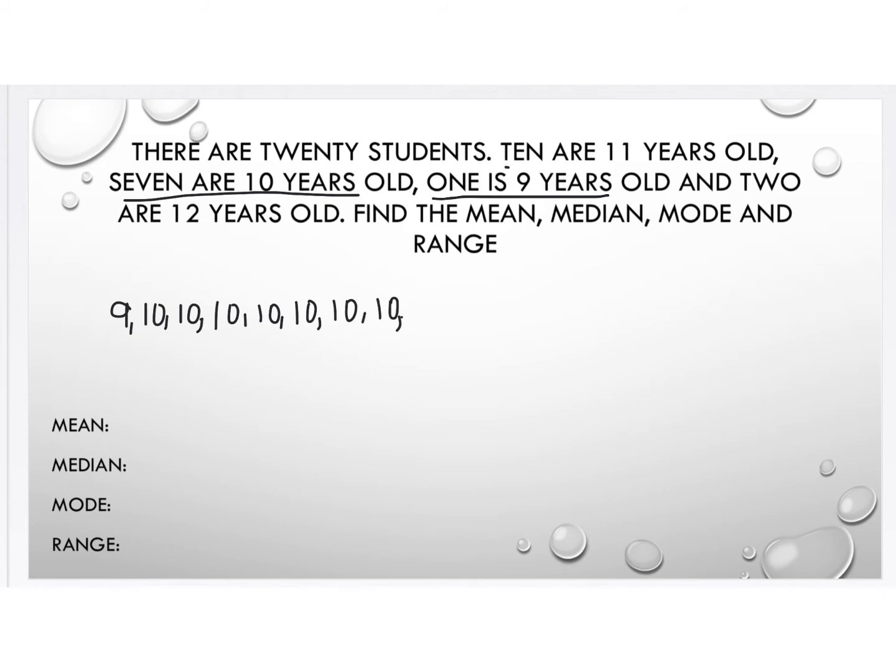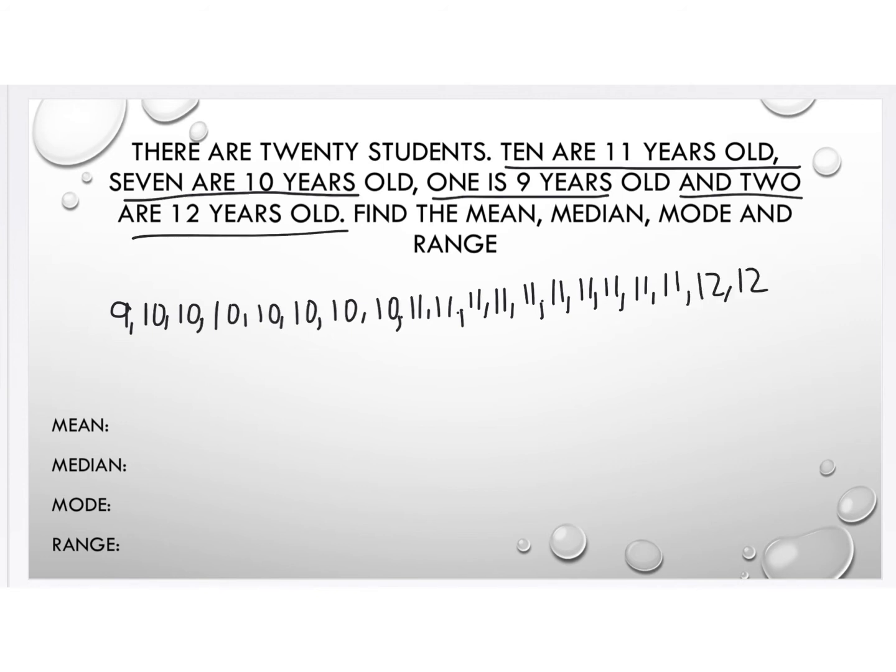The next biggest number is 11, and there are 10 11-year-olds. So we're going to do 11 10 times. And then lastly, there are 2 12-year-olds. All right, so we're going to find the mean, median, mode, and range.